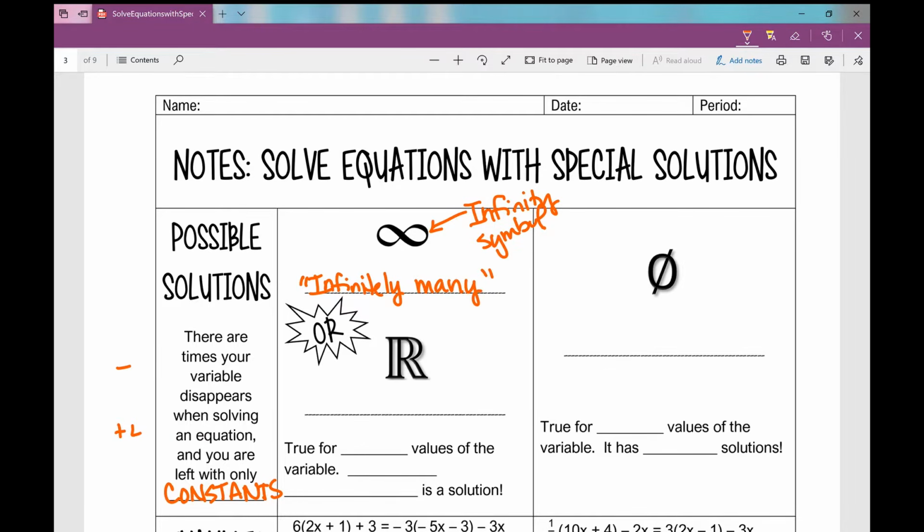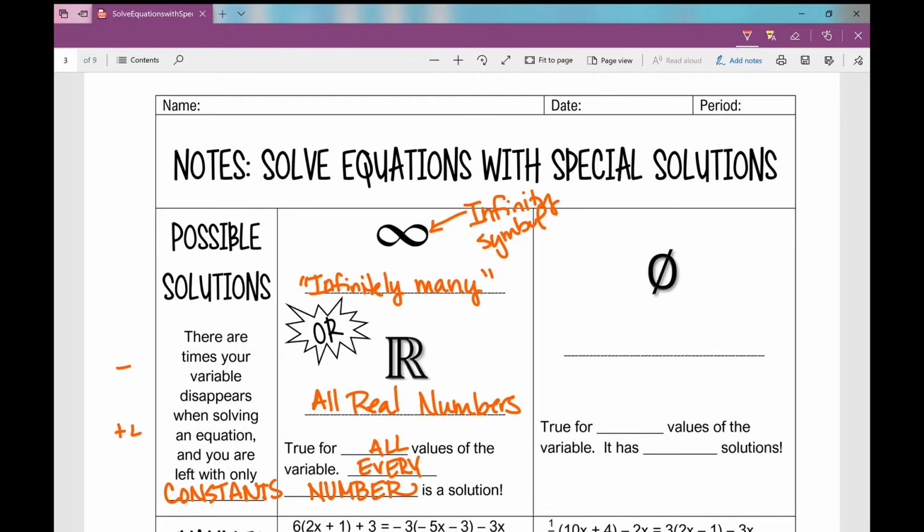That means all real numbers. There's this symbol right here, all real numbers. This is true for all values of the variable. That means every number works. Every single number is a solution.